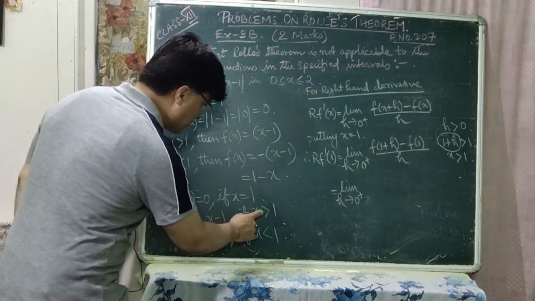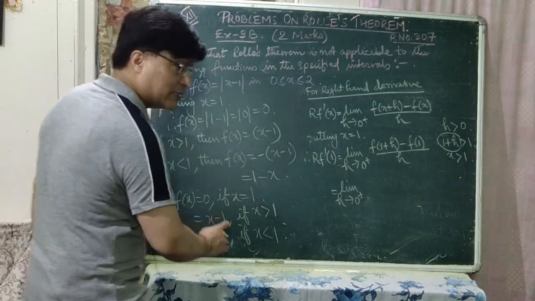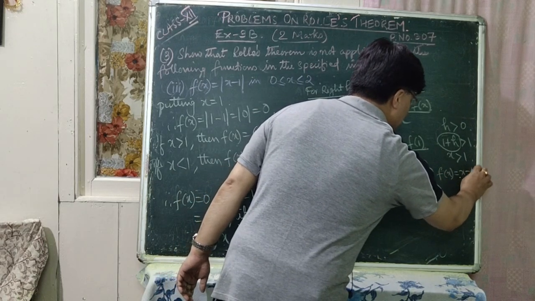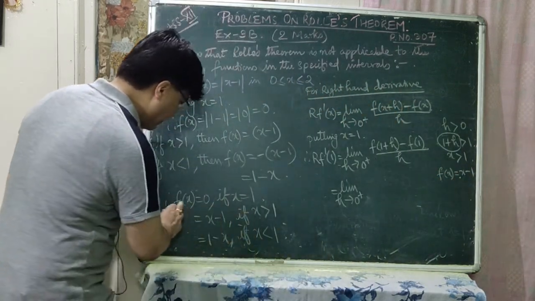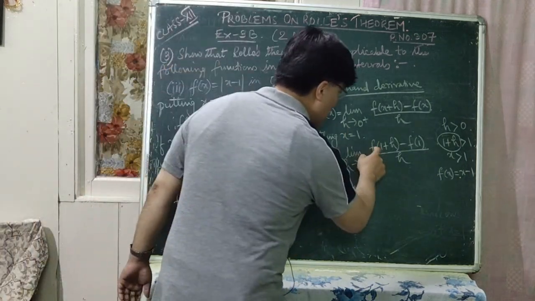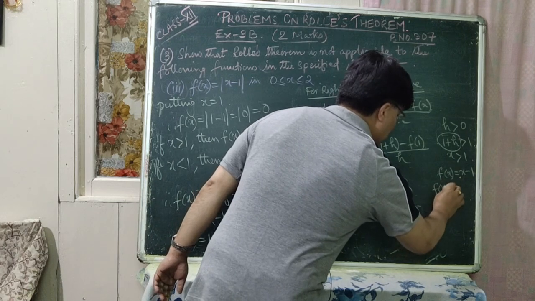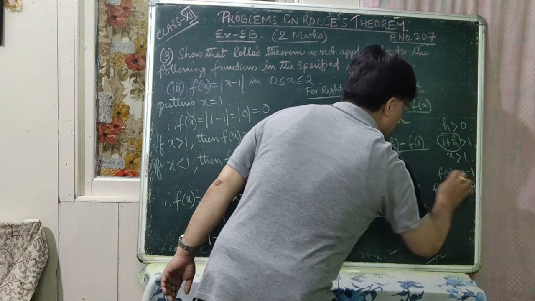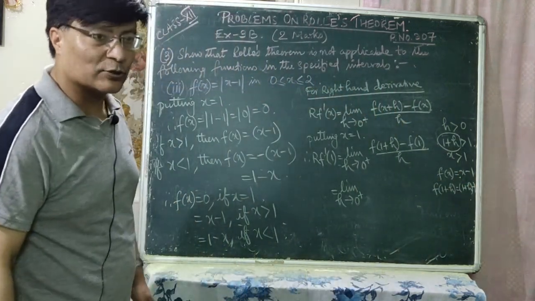So when x is greater than 1, what is the value of f of x? It is x minus 1. So f of x is equal to x minus 1 when x is greater than 1. So you can put 1 plus h here. So f of 1 plus h is equal to 1 plus h minus 1. Is that clear to all of you?